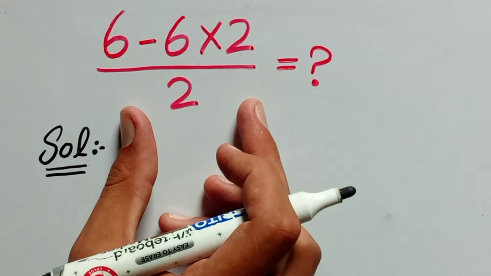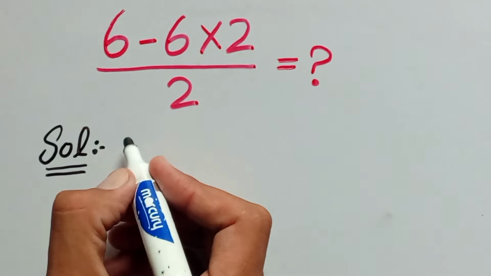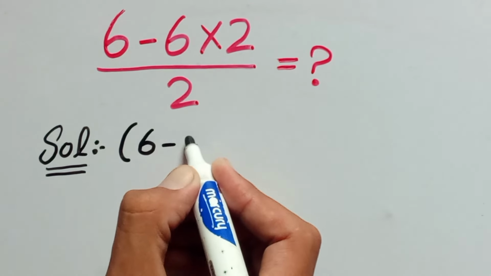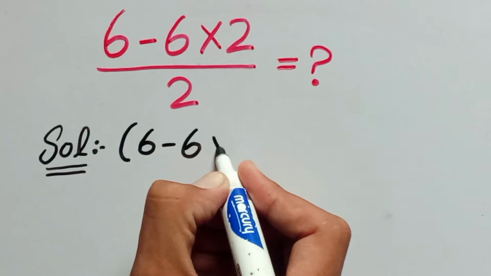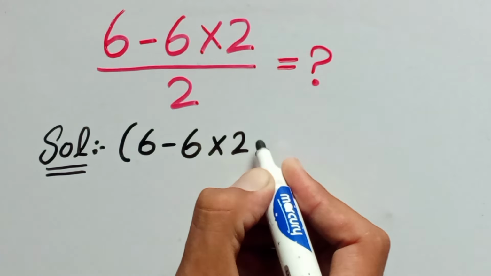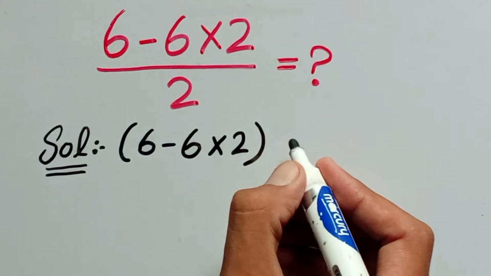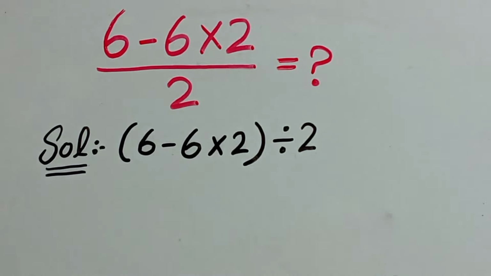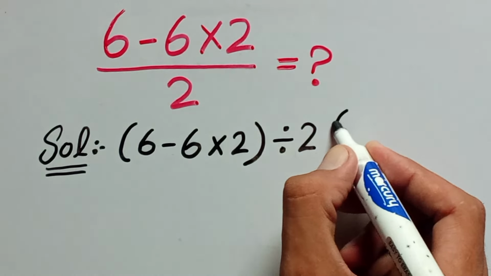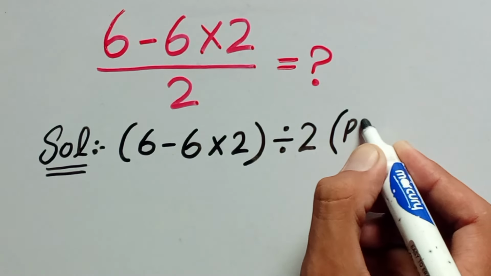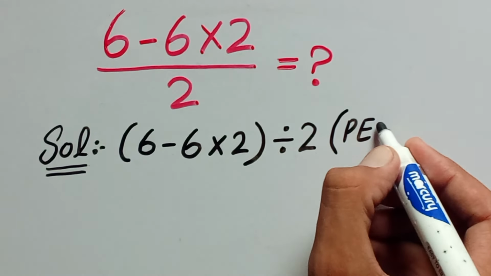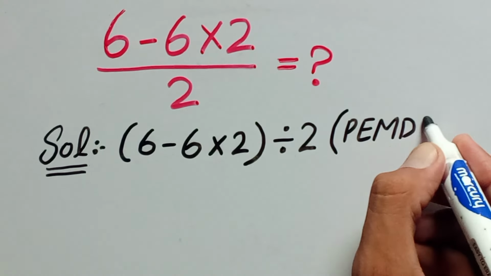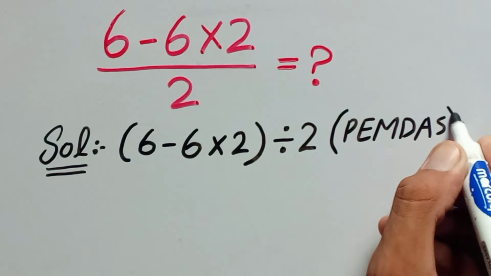first of all guys, I will write this question in this form: parentheses 6 minus 6 times 2 close parentheses divided by 2. Now here, according to the PEMDAS rule, P stands for parentheses, E stands for exponent, M and D stand for multiplication and division, A and S stand for addition and subtraction.